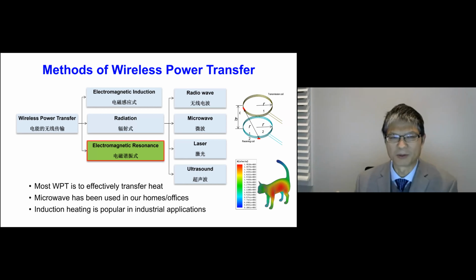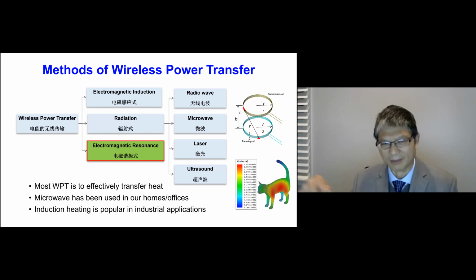So the electromagnetic resonance is what we'll be talking about today. Radiation can further be classified into radio waves, microwaves, laser, and ultrasound, which is not the focus of today. So today we're going to focus more on high power, high efficiency power transfer systems, which we can use for example for electric vehicle charging.